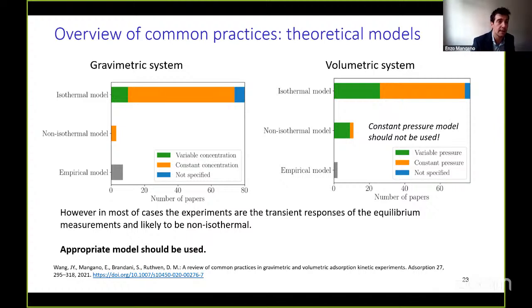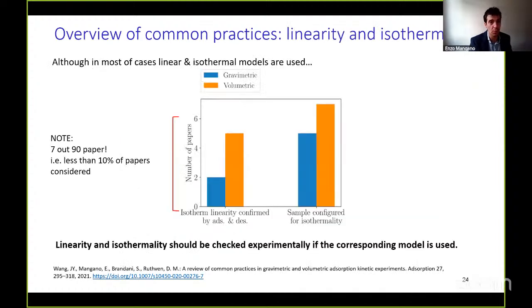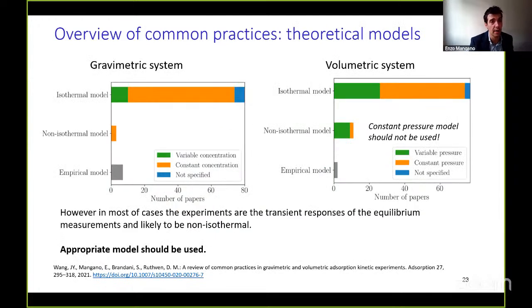In many cases, the response, as you will see, is likely to be non-isothermal, but many of the papers do not actually check for non-isothermality. So it's important that once the assumptions are made, the models are checked, and the right model is used: non-isothermal if you see non-isothermality, isothermal if you see no sign of heat effects. Another thing that is a bit concerning is that a consistent and significant number of papers on the volumetric technique assume a constant pressure model, when clearly for volumetric systems, the pressure changes with the absorption.